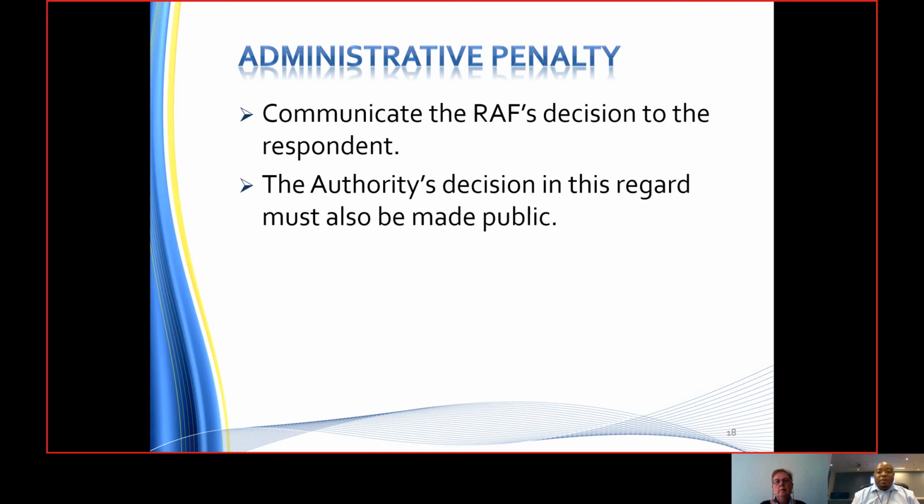The decision of the RAF must be communicated to the FSP or the individual concerned. The FSCA's decision in this regard must also be made public, either on the FSCA website or any appropriate media. Any person aggrieved by the decision, or that is the subject of the FSCA's decision to impose an administrative penalty, may approach the Financial Services Tribunal to apply for the reconsideration of the FSCA's decision.